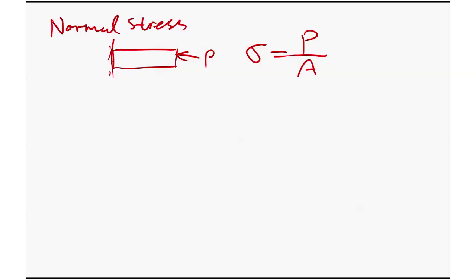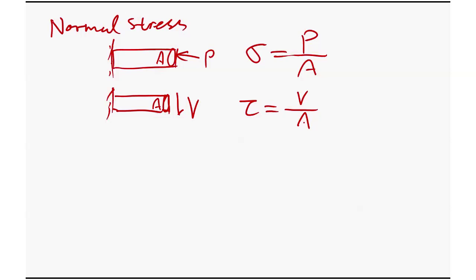Similarly, as we just showed on the board, if you apply a shear force, you can define stress as well. This cross-section area, we call it A. Same here, it's A. Then you have a shear stress, which is V over A. We use different letters to denote them: sigma to represent normal stress and tau to represent shear stress. That's just the definition. The meaning is the intensity of the force you're applying there. So these two concepts are very parallel.